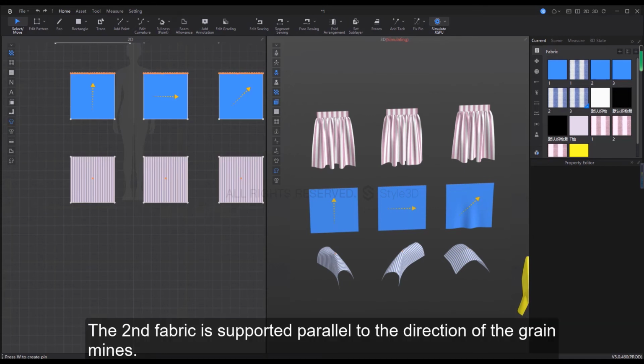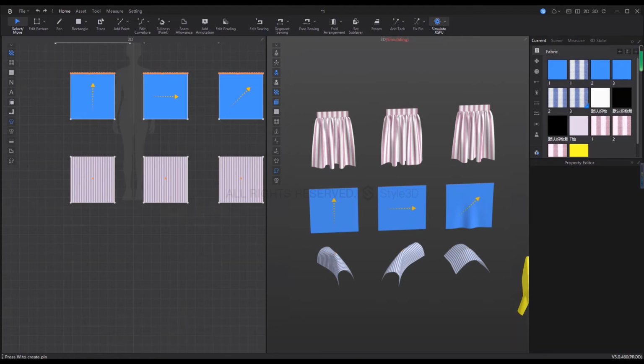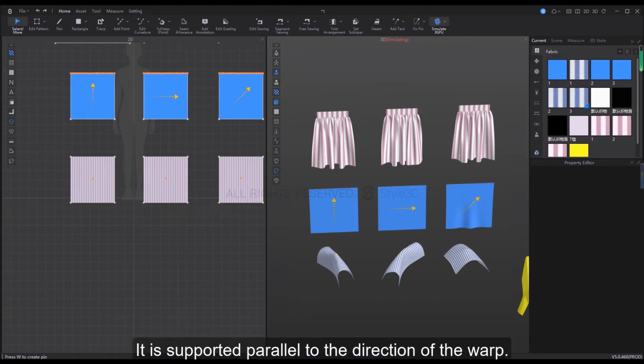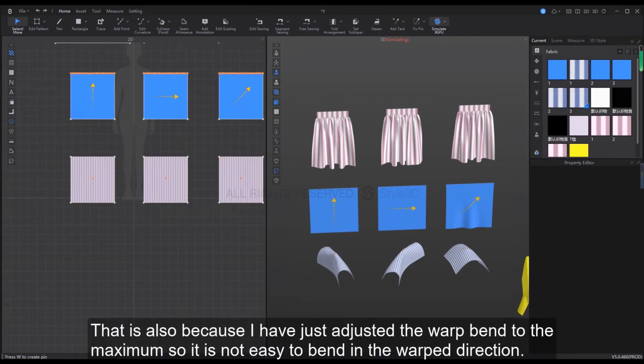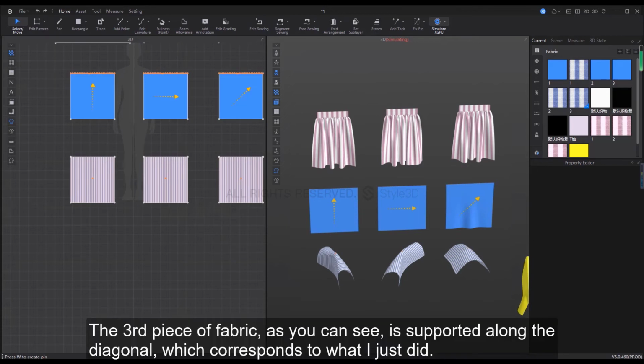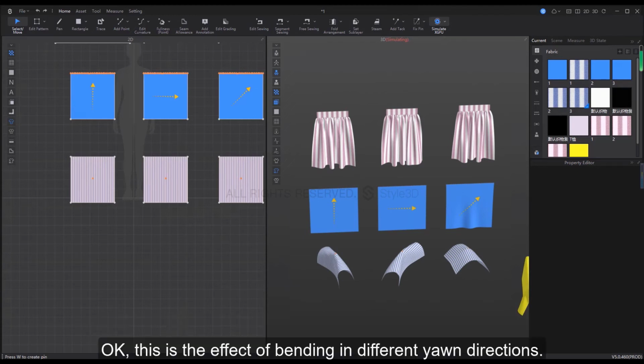The second fabric is supported parallel to the direction of the grain lines. It is supported parallel to the direction of the warp. That is also because I have just adjusted the warp bend to the maximum, so it is not easy to bend in the warp direction. The third piece of fabric, as you can see, is supported along the diagonal, which corresponds to what I just did. Okay, this is the effect of bending in different yarn directions.